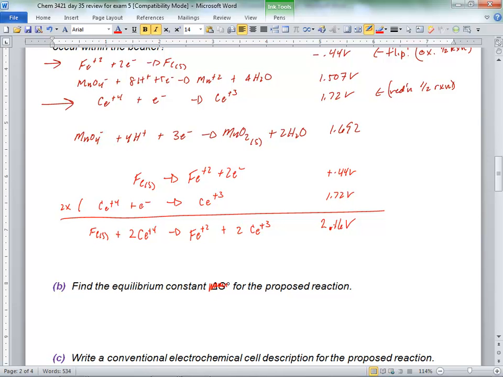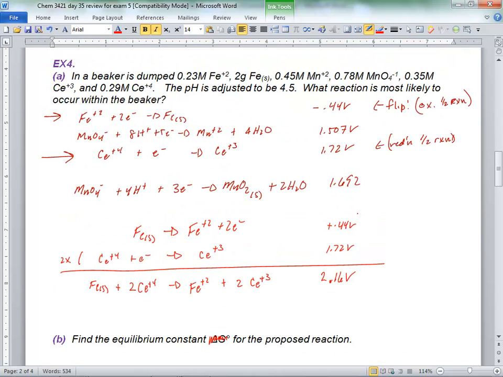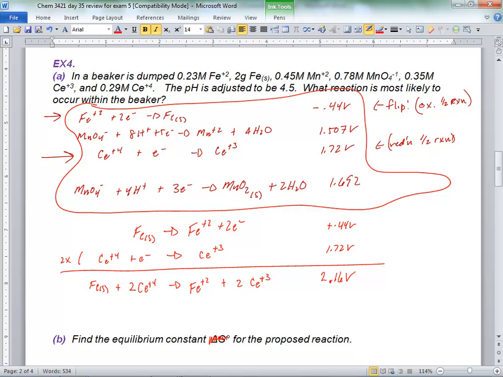To pick the reaction, we could do it the other way around first. Let's pick the reduction reaction first, since they're all written as reductions anyway. You have to have a reduction and an oxidation, so you pick the most positive. That would be the cerium, it has to be the cerium. And if you flip them, which one's the most positive? The iron. So that's why we're doing those two.